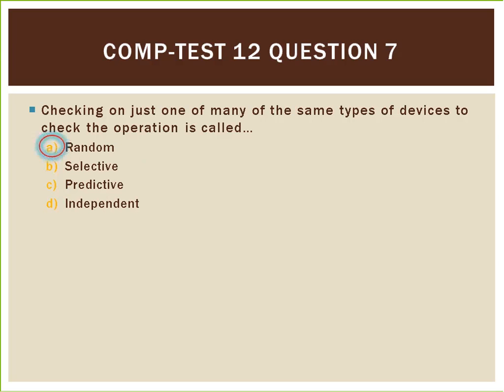Answer A is the best answer here, because random occurs or is done without definite aim, reason, or pattern. B is not the best answer, because you are not selecting any specific group of devices. C is not the best answer, because you are not making predictions on devices. D is not the best answer, because you would be singling out only one device.